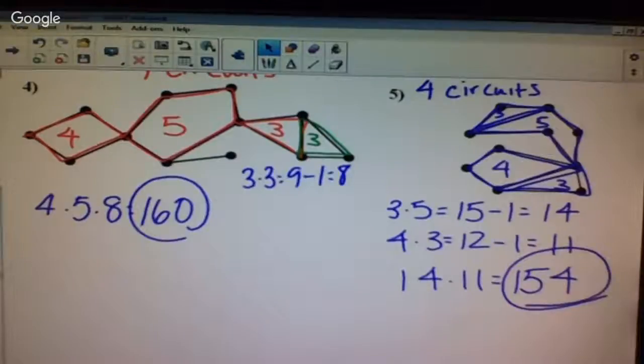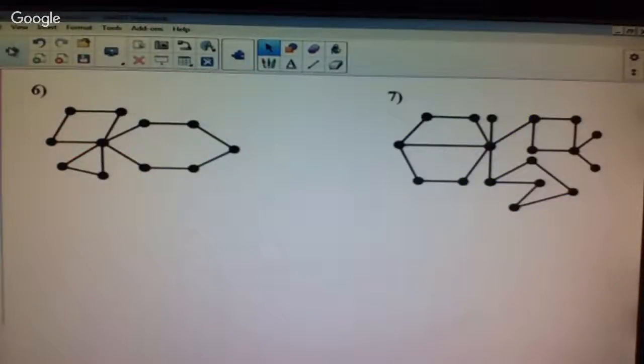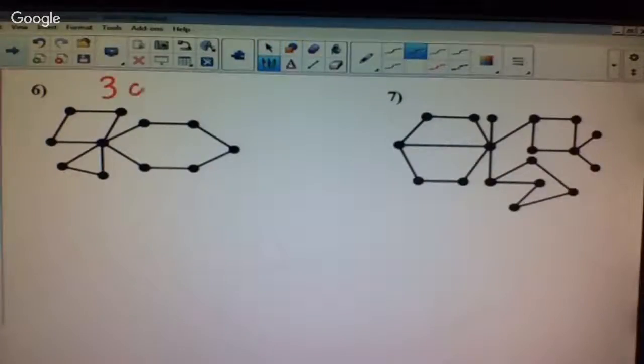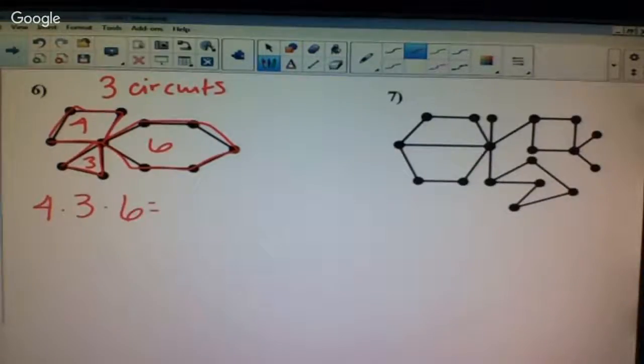Okay, 2 more. Take a look at number 6. That's 3 circuits: 4, 3, and 6. Does any of them share any edges in common? No, so it's straight multiplication. 4 times 3 is 12, times 6. What's 12 times 6? 72.